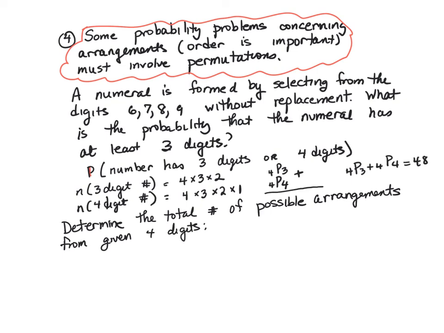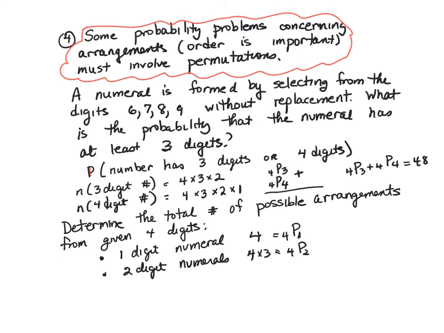Okay, first we have to consider 1-digit numerals. But that's just 4, right? Or known as 4P1, 4 choices. 2-digit numerals, which is 4 times 3, known as 4P2.